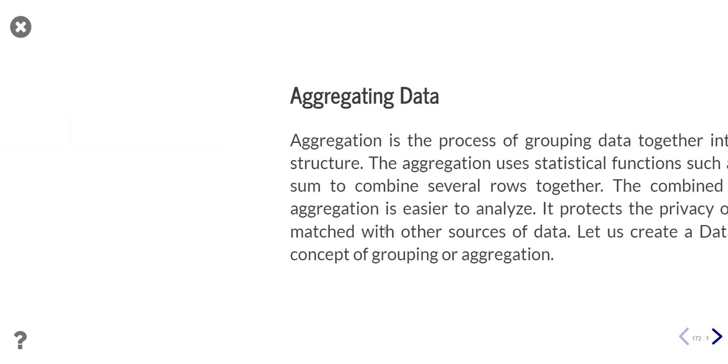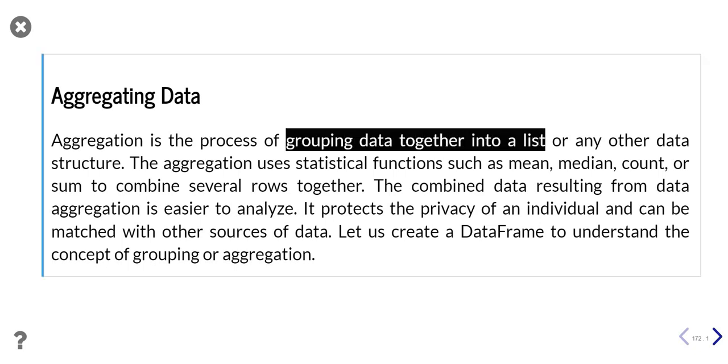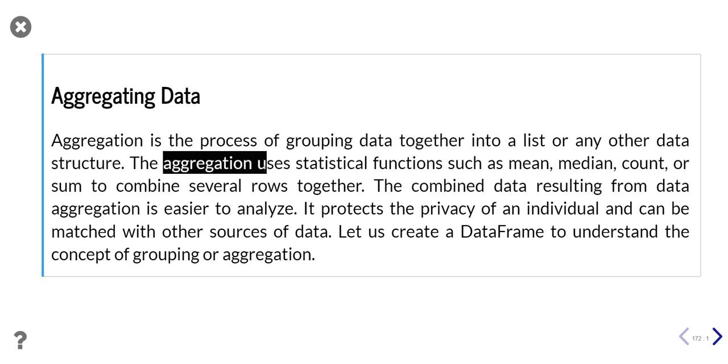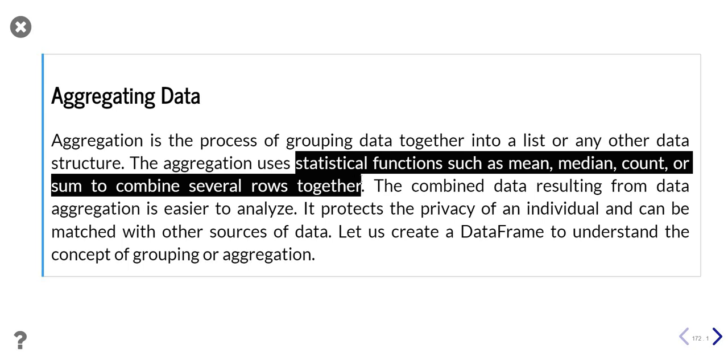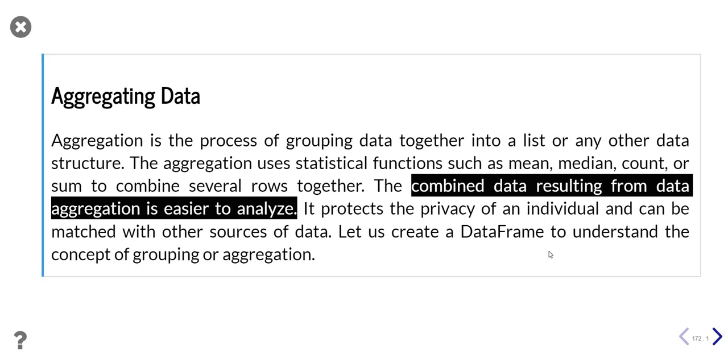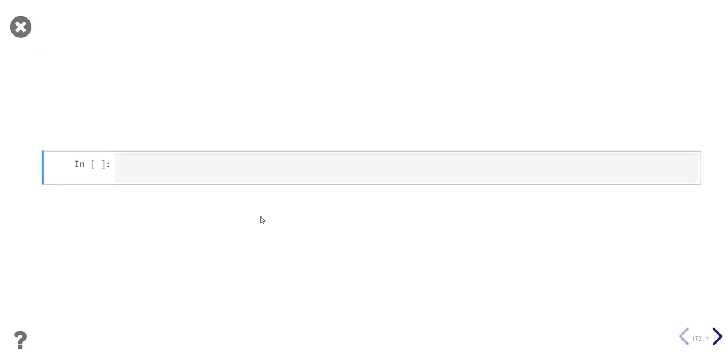Next we are going to look at aggregating data. Aggregation means we are interested in grouping data together into a list or any other data structure, and we can aggregate them using statistical functions such as mean, median, count, or sum to combine several rows together. Whenever you have certain groupings, it makes it easier to analyze. Let us create a data frame to understand the concept of grouping or aggregation.